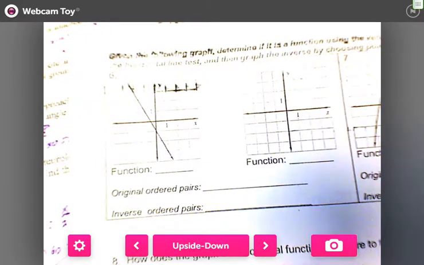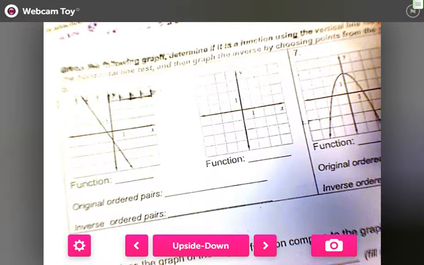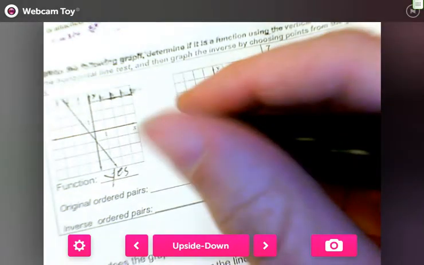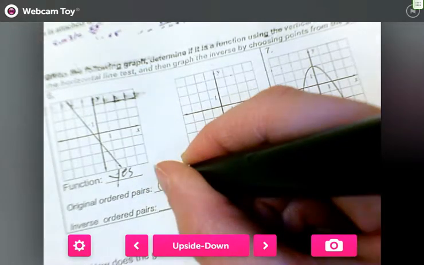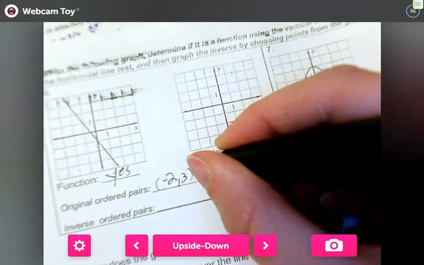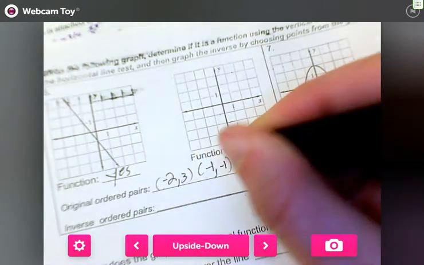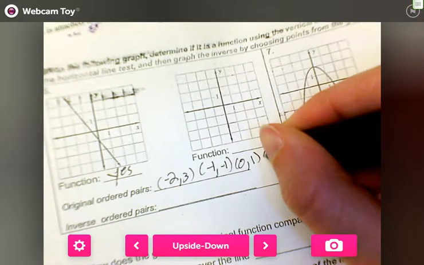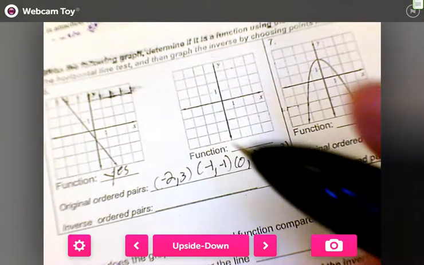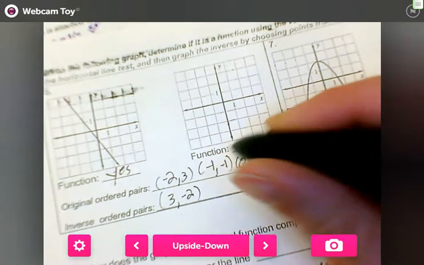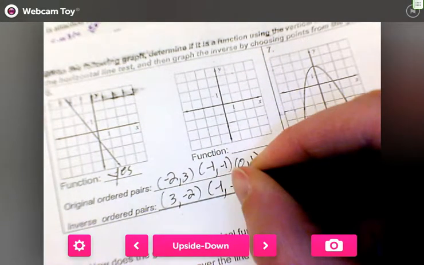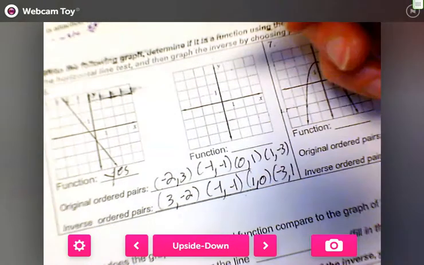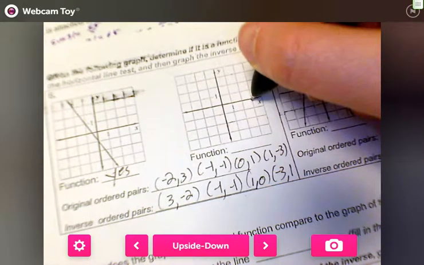Okay, so we should have said, yes, this is a function because it passes the vertical line test. And we can list our ordered pairs as like -2, 3 is a good one. -1, -1 is a good one. 0, 1 is another one. And 1, -3. And then I would simply switch those, so we should have 3, -2, -1, -1, 1, 0, and -3, 1.